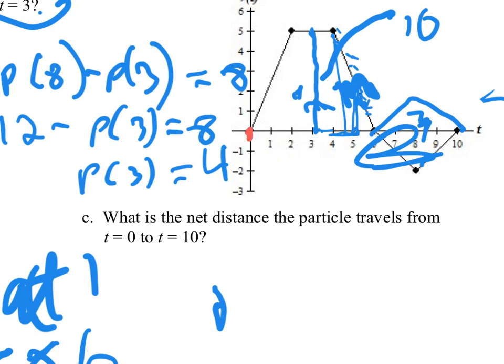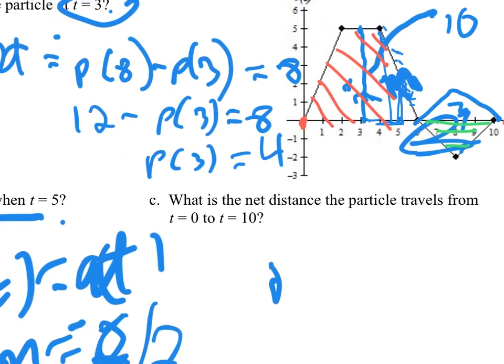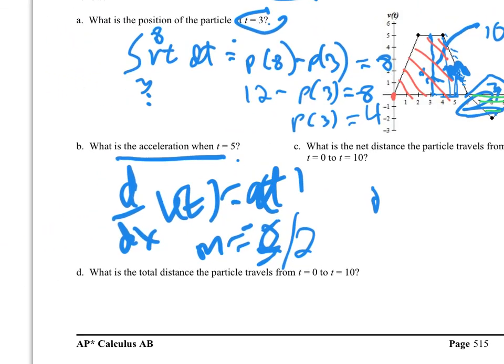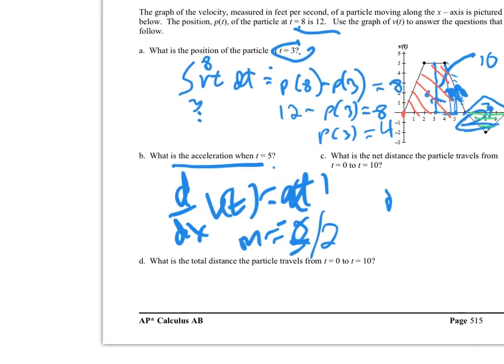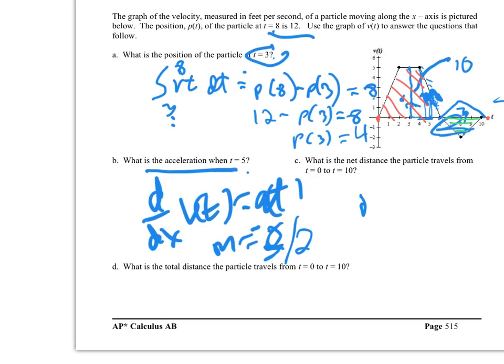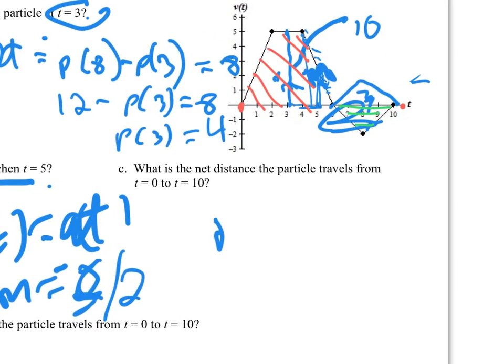So from 0 to 10, we've got some positive distance and we have some negative distance. So we're going to have to take the positive and subtract the negative. Whereas in the last problem, I don't think we actually finished B in class. So I will do B after I finish up with C.